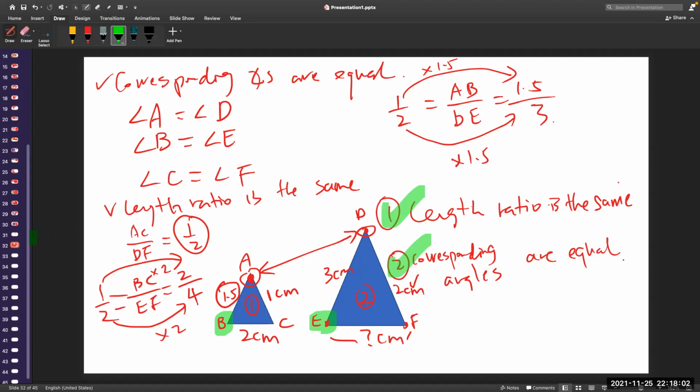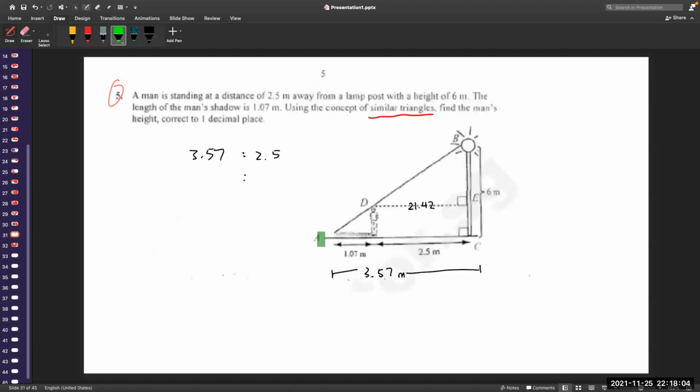Then let's see how we can make use of these two properties to solve this question. A man is standing at a distance 2.5 away from a lamppost with a height of 6, so this is 6 meters. The length of the man's shadow is 1. Okay, good.